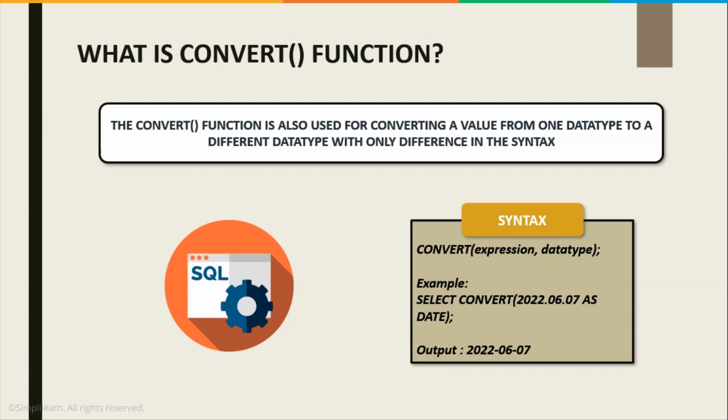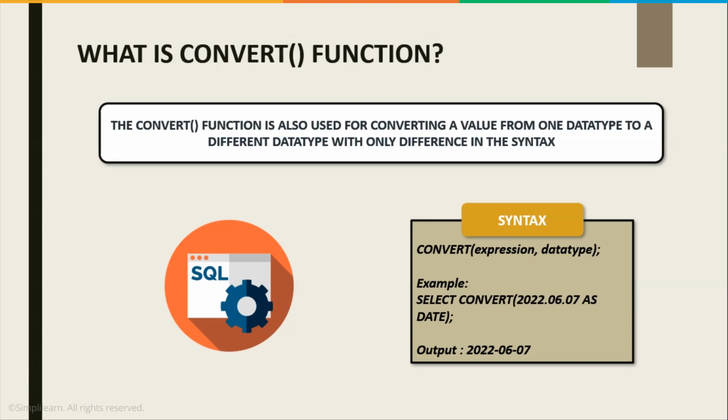And the length is an optional parameter which specifies the target data type length, and the default of this parameter is around 10 or 20. Now we also have the expression. This parameter specifies the value which we want to convert to another data type. So let us consider an example here, which is SELECT CONVERT('2022.06.07', DATE).